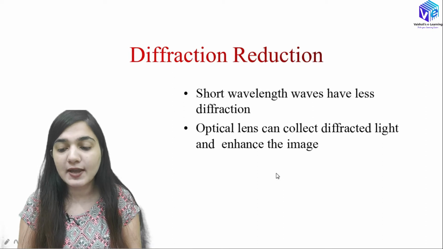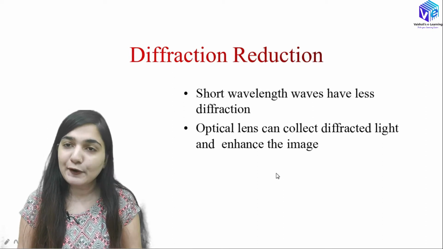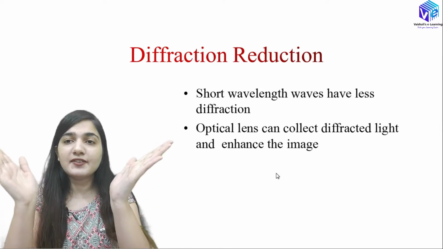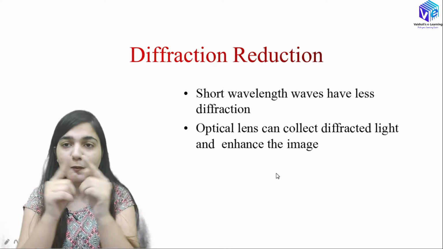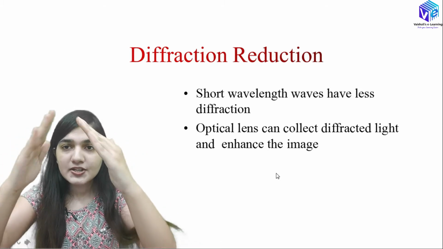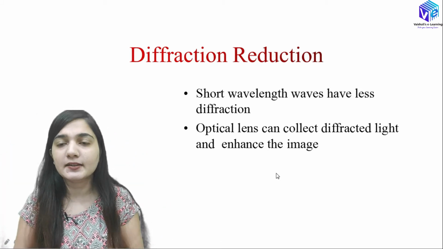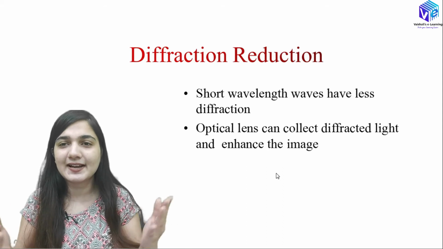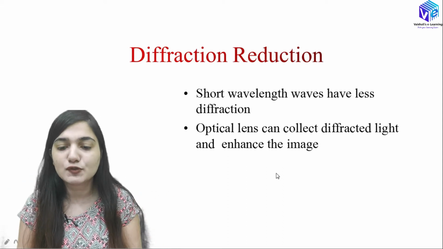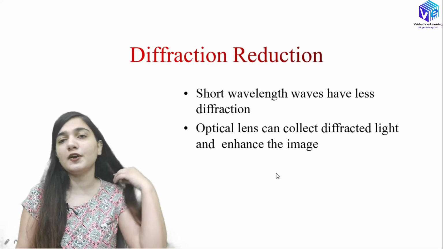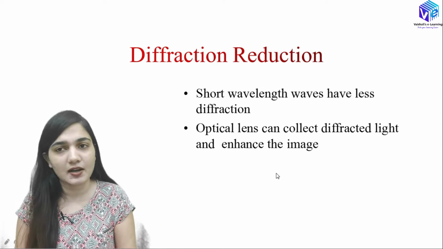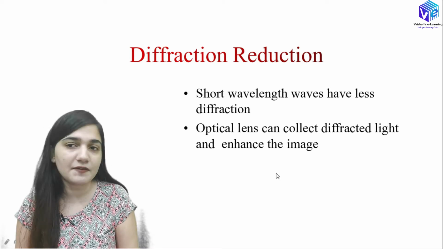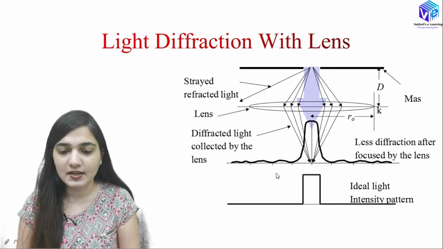An optical lens can also collect diffracted light and enhance the image. So what happens? We have the diffracted light. After the diffracted light, if I put a lens over it, the lens will converge these waves, so the diffracted rays again become one wave. So either we can use shorter wavelength light, and even if this is not possible, then we can use lenses.